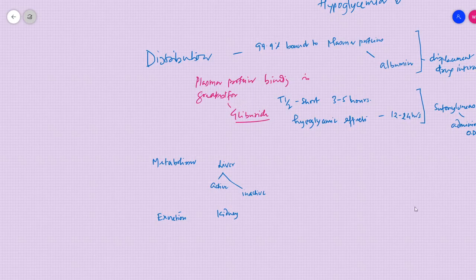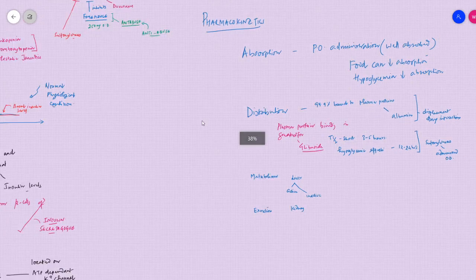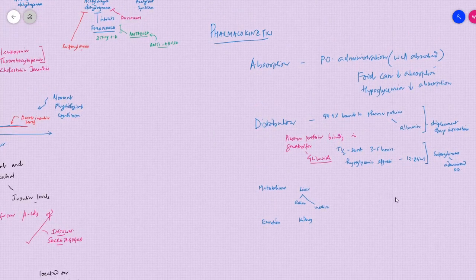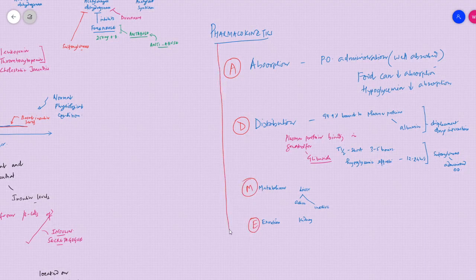All right. So what did we study up to now? We talked about the ADME of the drug. A is absorption, D is distribution, M is metabolism, and E is elimination. These are the most important pharmacokinetic characteristics of sulfonylurea drugs.